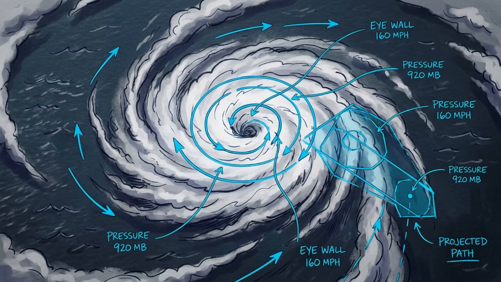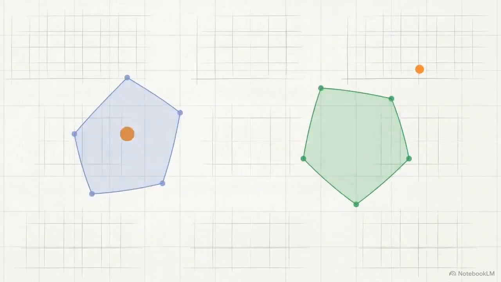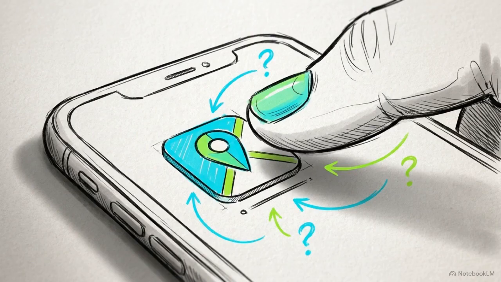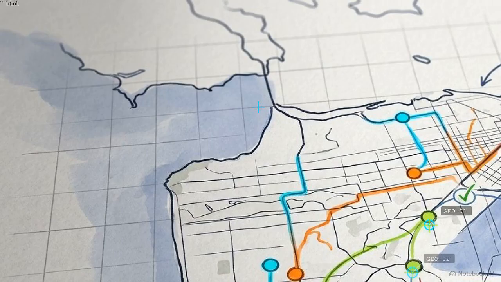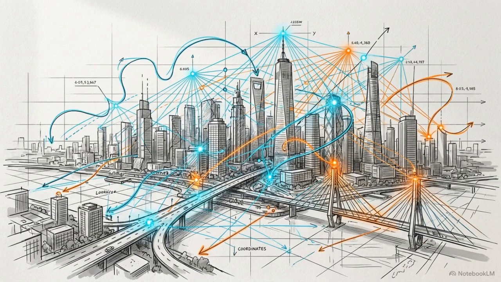Whether tracking a massive natural disaster or a local pepperoni pizza, the underlying geometry is the same. The next time you open a digital map, you're looking at an active language of geometry that organizes the physical world for every device we own.